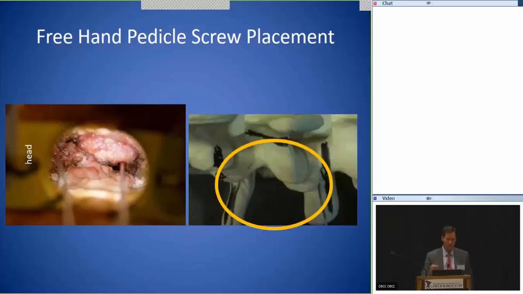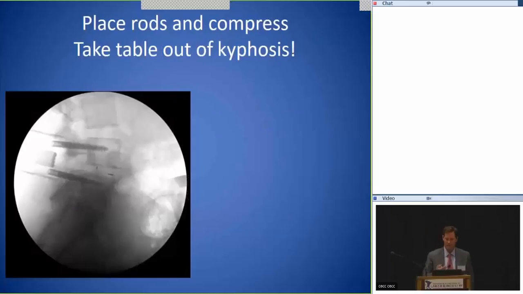And then we put in our pedicle screws, and we can do this straight down the tube. There's also percutaneous approaches to do that, and it's a little bit of dealer's choice. I like to put them down the tube just because it's easier. I'm already looking at the place where they go.